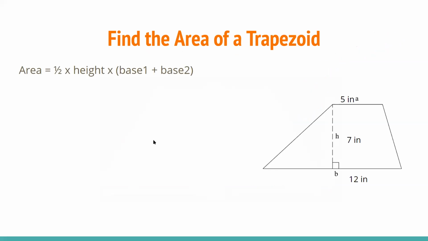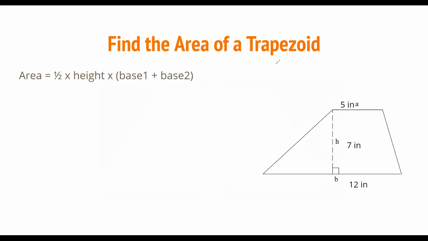So again, my formula was 1/2 times height times, in parentheses, base 1 plus base 2. For right this second, all I'm going to do is fill in. 1/2 is going to stay the same. My height is right here, it is 7. And then I have base 1 plus base 2, so I have 5 plus 12.